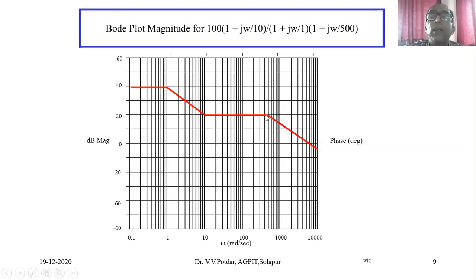And thereafter I have got the second pole, right? From the third corner frequency, I have got the third factor, that is a simple pole. A simple pole will be having a slope of minus 20 decibel per decade, starting from the third corner frequency and going up to infinity. So this is my magnitude plot for this transfer function.